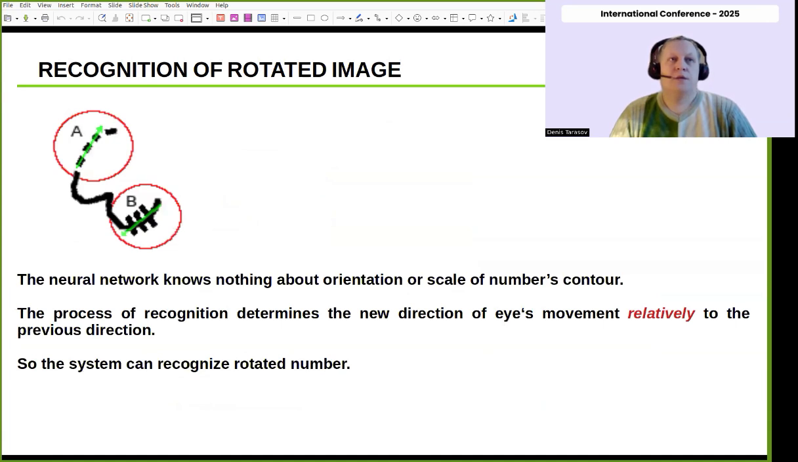The next slide is recognition of a rotated image. The neural network knows nothing about the orientation or scale of the number's contour. The process of recognition determines the new direction of the eye's movement relative to the previous direction, so the system can recognize a rotated number.